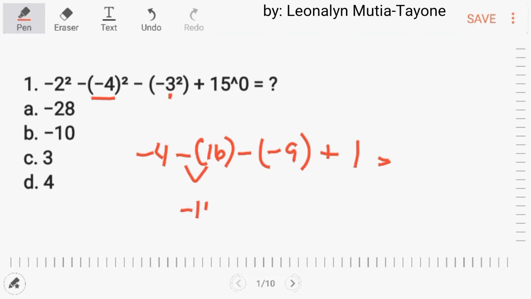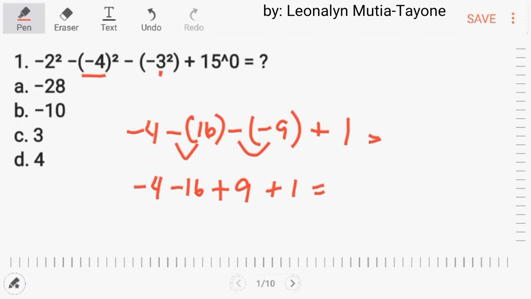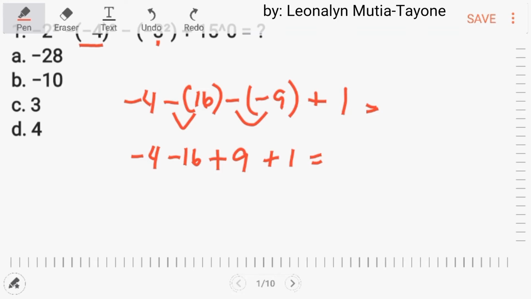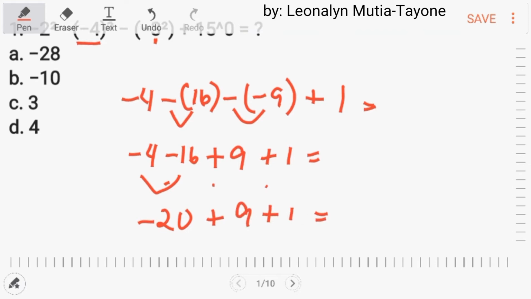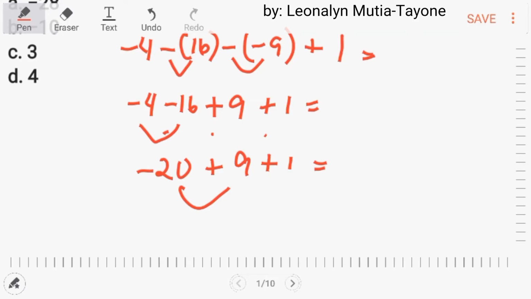This is just negative 16. So, negative 4, negative 16, this one positive 9. Negative times negative, and that is positive 9, plus 1. In the PEMDAS rule, which comes first, subtraction or addition? They are the same, they rank equally. So, we can do this one first. Negative 4 minus 16, and that is negative 20. Plus 9 plus 1.